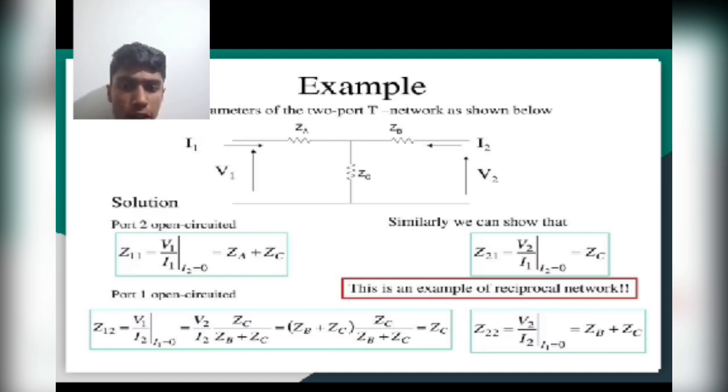Port 1 is open circuited. Z12 is equal to V1 by I2 when I1 is equal to 0. V2 by I2 into ZC by ZB plus ZC equals ZB plus ZC into ZC by ZB plus ZC. Overall it is equal to ZC. Z22 is equal to V2 by I2. If I1 is equal to 0, then Z22 is equal to ZB plus ZC. From this solution, Z11 is equal to ZA plus ZC, Z21 is equal to ZC, Z12 is equal to ZC, and Z22 is equal to ZB plus ZC.